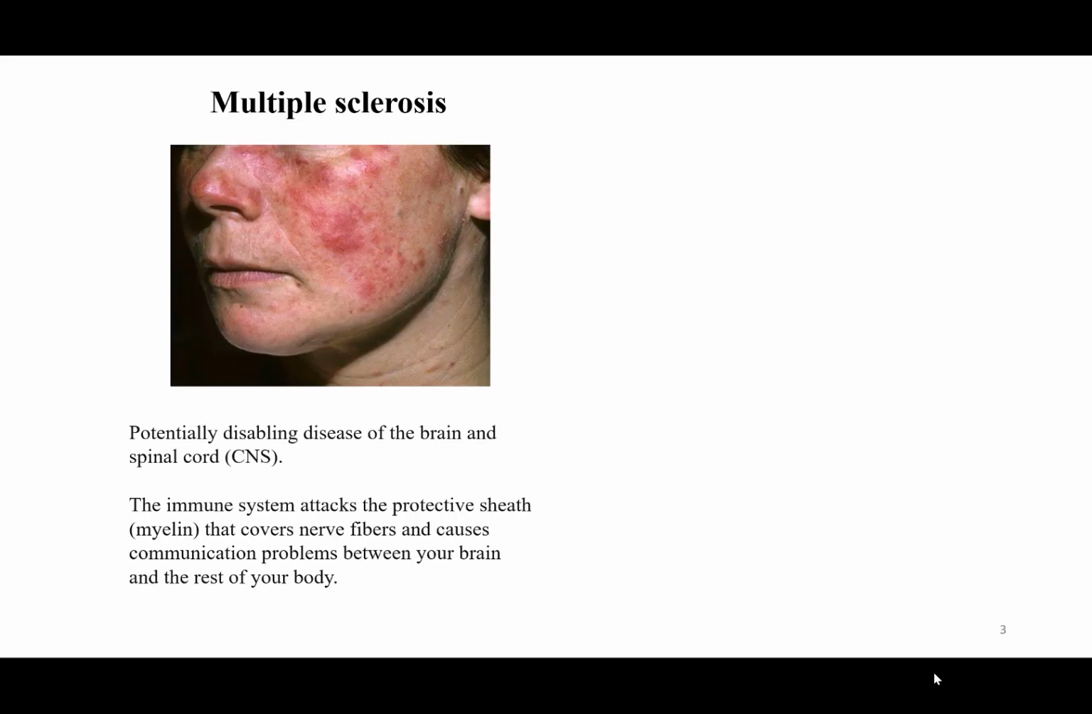Multiple sclerosis. This is a potentially disabling disease of the brain and the spinal cord, so basically the CNS or the central nervous system. Here, the immune system attacks the protective sheath, that is the myelin, that covers the nerve fibers and causes communication problems between the brain and the rest of the body.